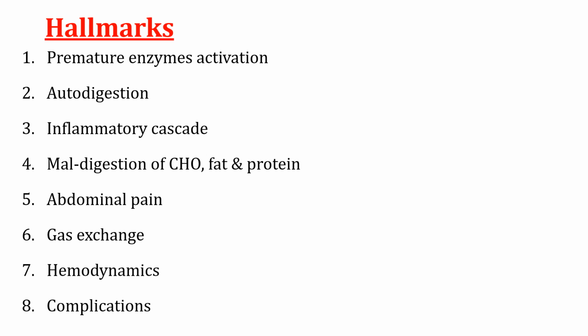To sum up, what will happen in patients after developing acute pancreatitis: the patients will develop premature activation of pancreatic enzymes, which is responsible for what we call autodigestion of the pancreas, and this will trigger the inflammatory cascade in the patient's body. Consequently, a higher level of pancreatic enzyme secretion will alter the digestion of carbohydrates, fats, and proteins due to higher levels of amylase, lipase, trypsin, and protease. All these factors are responsible for abdominal pain, impaired gas exchange due to systemic inflammatory response syndrome activation, hemodynamic instability, and further complications for the patients.